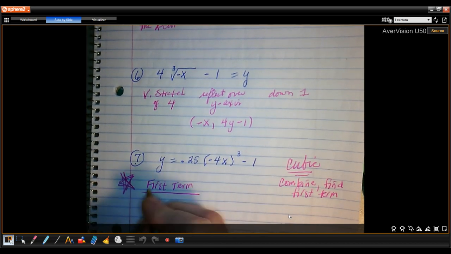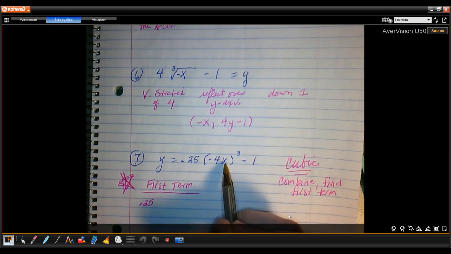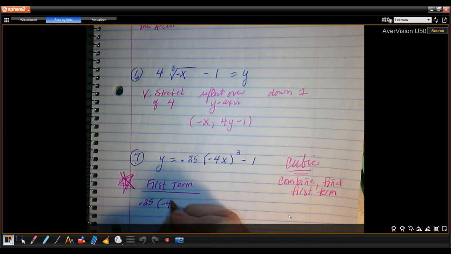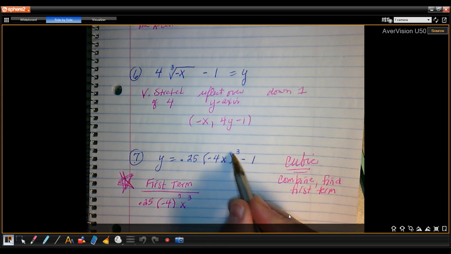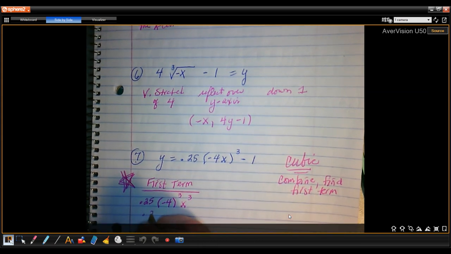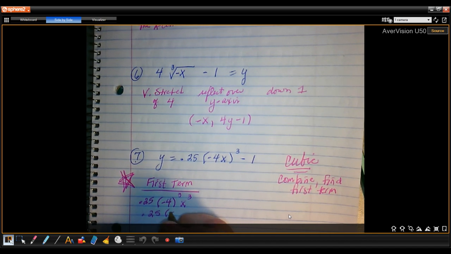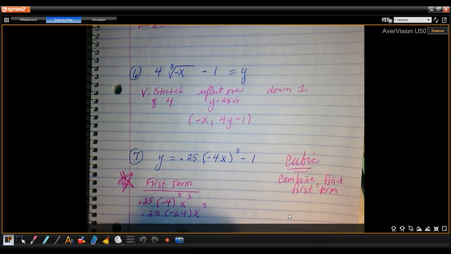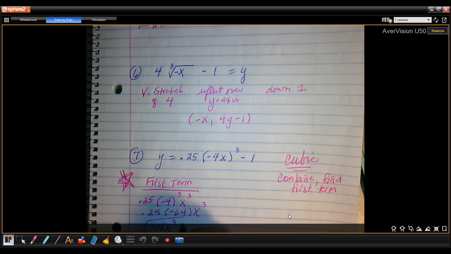So it's going to be 0.25. And remember, this is like negative 4x times negative 4x times negative 4x. So it's going to be negative 4 cubed, and then x cubed, right? Because you're going to cube each term. So it'd be 0.25, and then what is negative 4 cubed? Negative 64, then x cubed. A quarter times negative 64 is negative 16x cubed. Okay, so this is the first term.